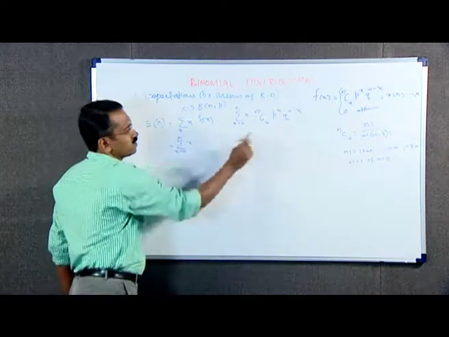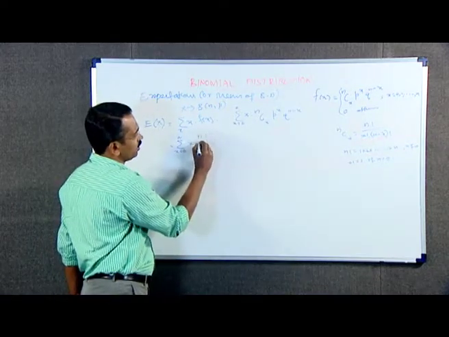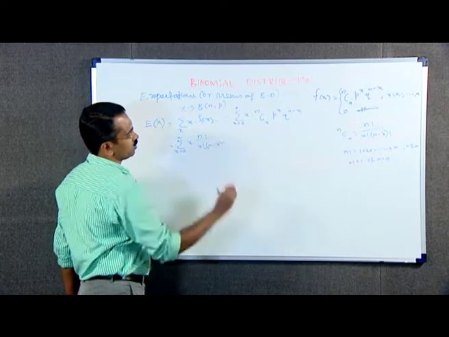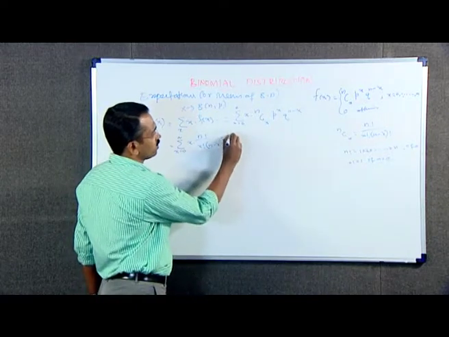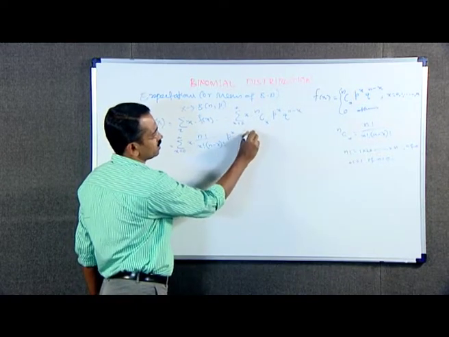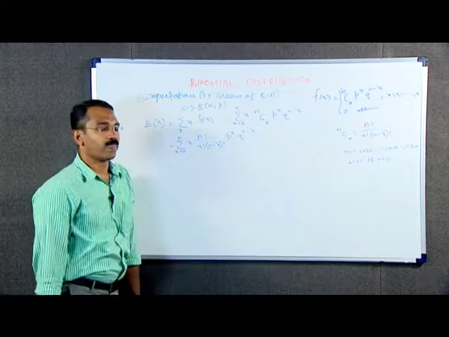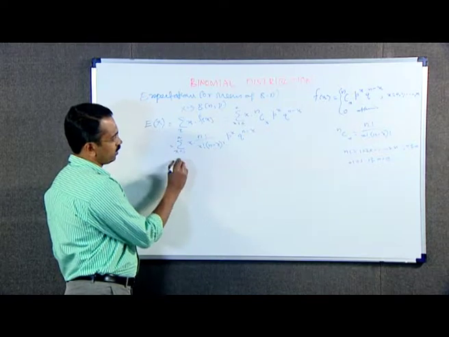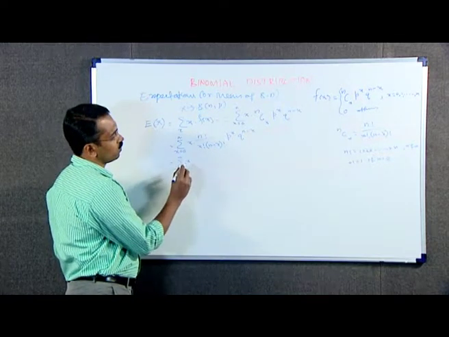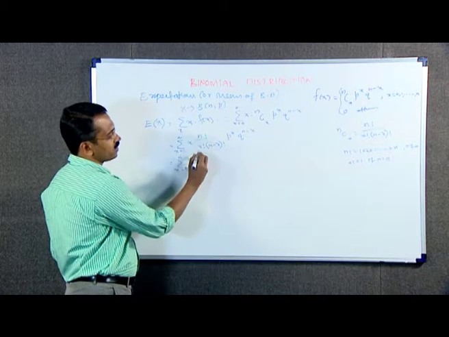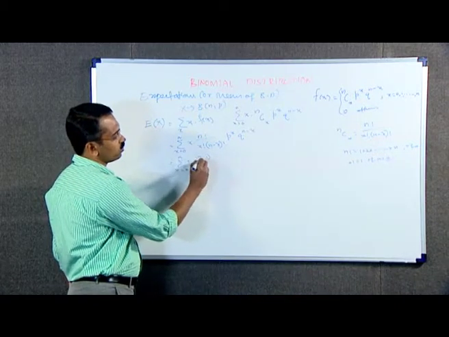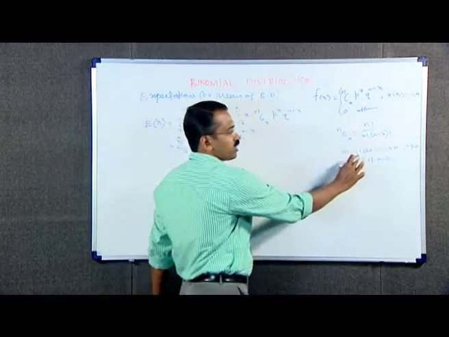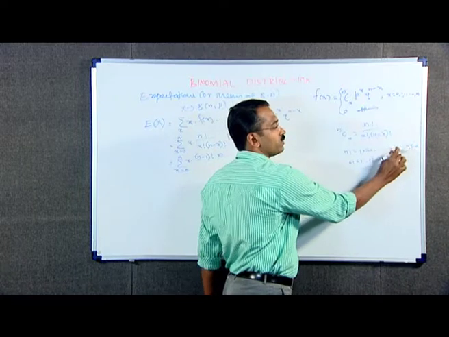Therefore, by definition, nCx is n factorial divided by x factorial into n minus x factorial, p raised to x, q raised to n minus x. This is equal to summation x varies from 0 to n, x into, here we write n minus 1 into n minus 1 factorial into n. N factorial is 1 into 2 into etc. up to n.